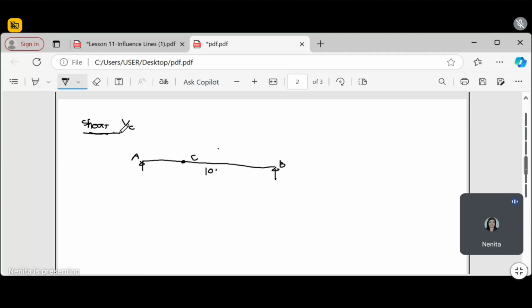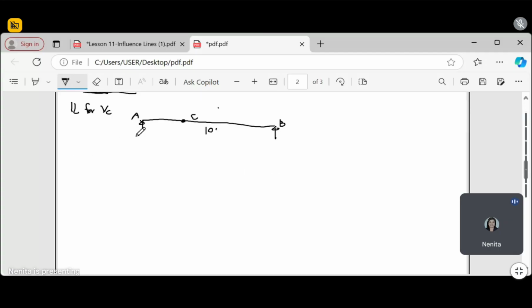So we need to get the IL for shear at point C. What we are going to do is get the shear. Take note, class, this time it is different from the reaction. And let's say this is AY. I'll just use AY, since it is easier to use AY than RA. Our AY equation is 1 minus 1 over 10. Is that correct? 1 minus x over 10.